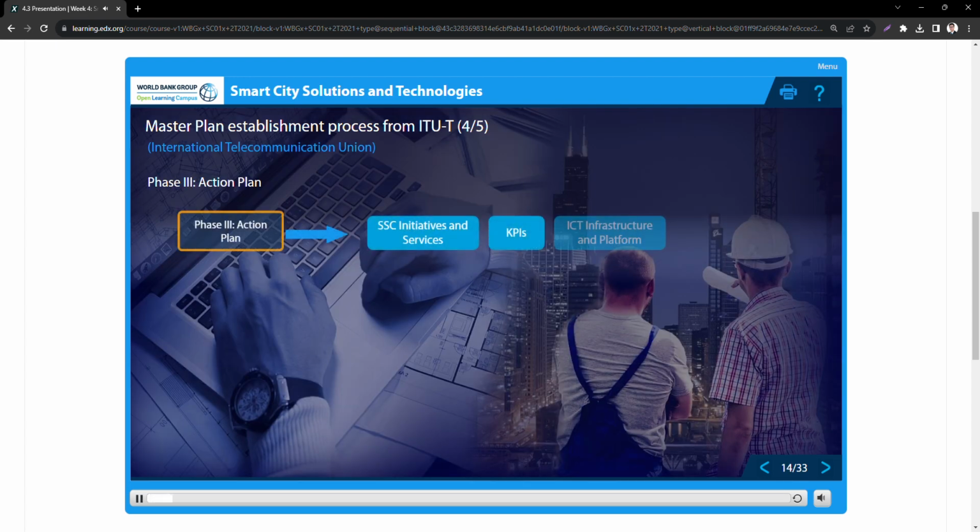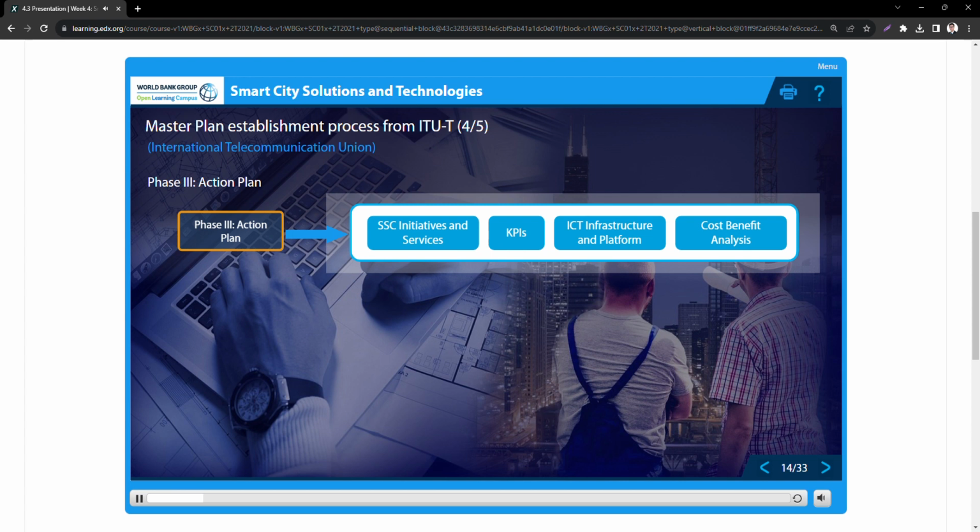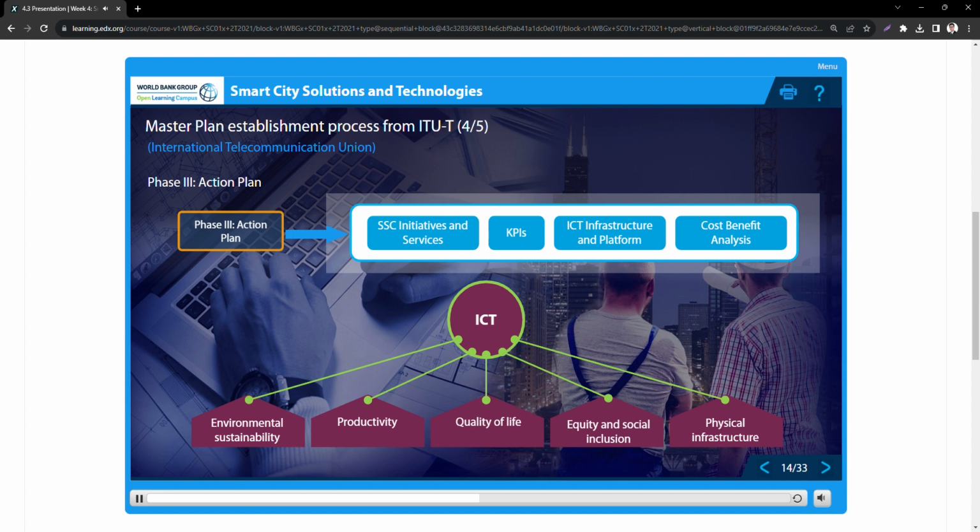At Phase 3, the local government works in close collaboration with various stakeholders to design a comprehensive plan for smart city implementation. This phase involves smart city services, key performance indicators, KPIs, architecture, infrastructure and platform, data security, and cost-benefit analysis. A clearly established action plan will be the guide for development, including specific actions and strategies. This phase defines KPIs with the aim to provide criteria to evaluate existing cities and can be categorized such as ICT, environmental sustainability, productivity, quality of life, equity and social inclusion, and physical infrastructure.